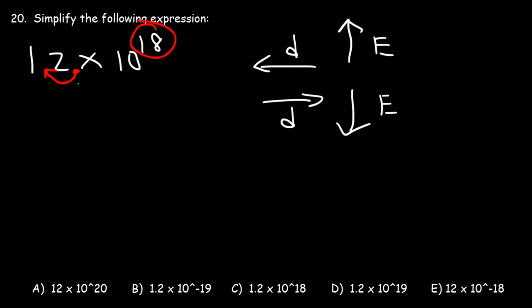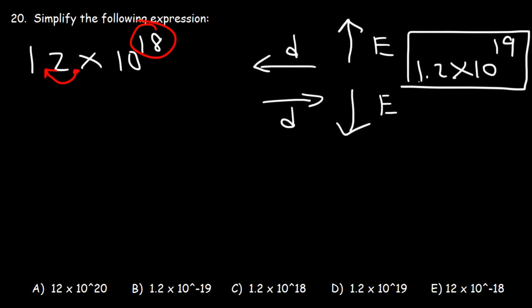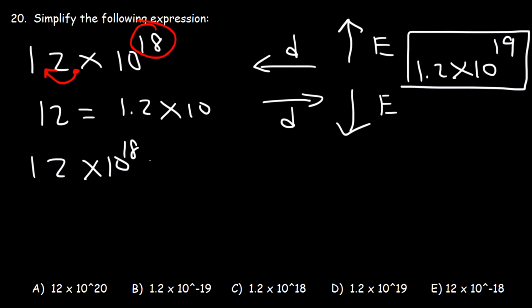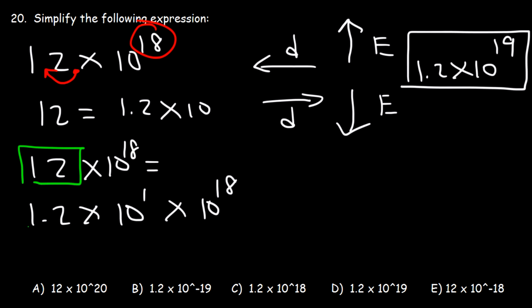So since we move it 1 unit to the left, we need to add 1 to the exponent, so it's going to be 1.2 times 10 to the 19th. Now to prove it, 12 is basically 1.2 times 10. So 12 times 10 to the 18th is equivalent to 1.2 times 10 times 10 to the 18th. As you can see, 12 is just 1.2 times 10.